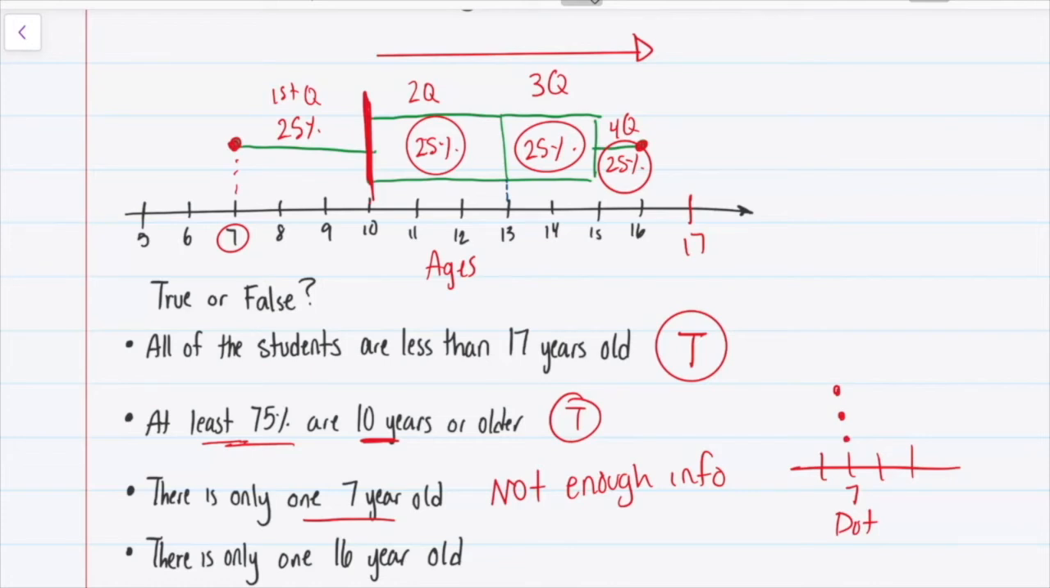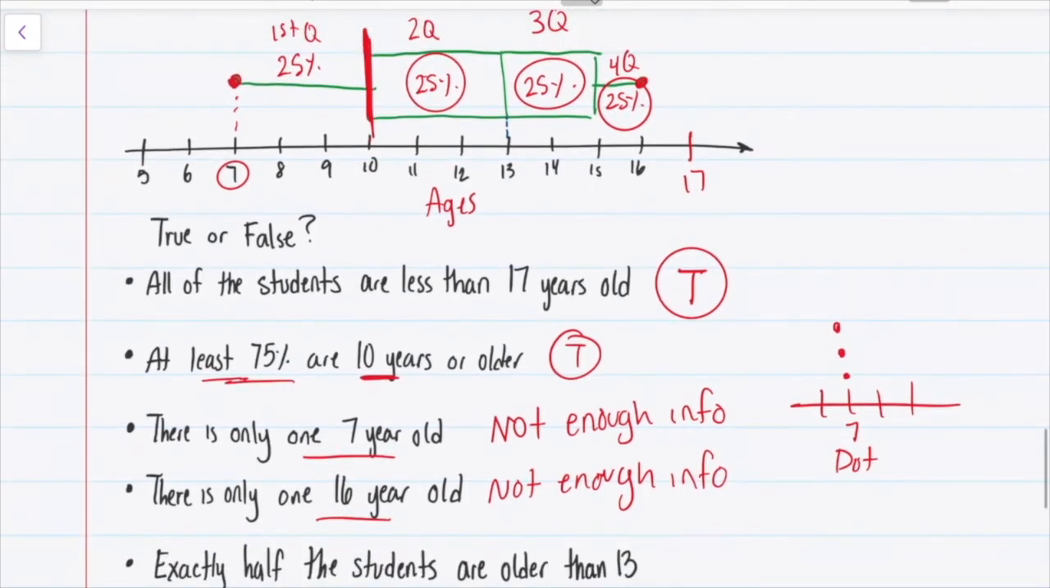Okay, so be careful. There is only one 16-year-old. The same reasoning, guys. It's not enough info. You know there's a 16-year-old because that's the max, but you don't know how many. So watch out for that. And the last one, my favorite one actually.